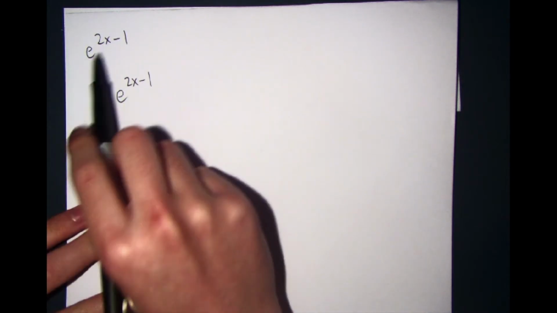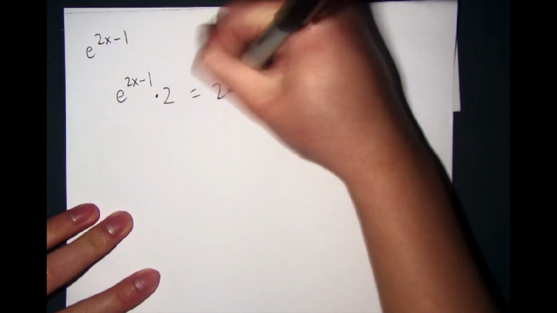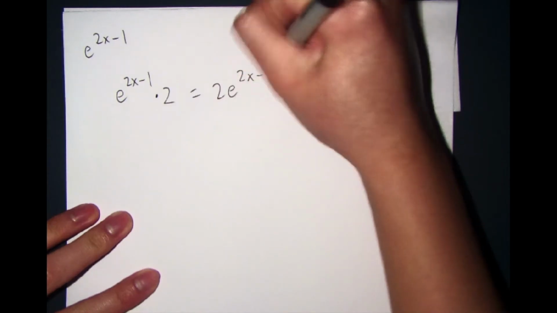Now you'll have to multiply it by the derivative of the inner function, which in this case is 2x minus 1. So using the power rule, the derivative of 2x minus 1 is going to be 2. So you're going to have to multiply that with e to the 2x minus 1. And so your answer would be 2 times e to the 2x minus 1.